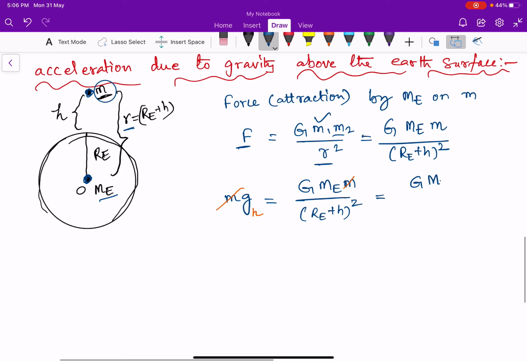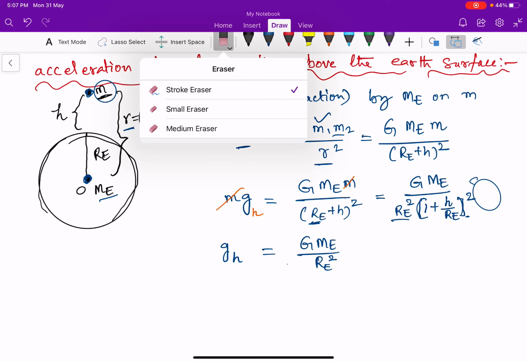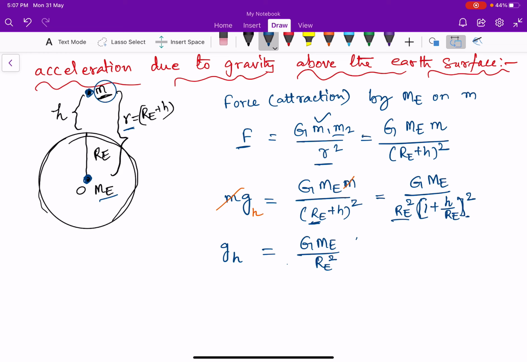The leftover thing is GM_E divided by, taking R_e as common, R_e square into 1 plus the remaining thing, h by R_e, whole square. This is the leftover thing. So acceleration due to gravity above the surface of Earth, at height h, is equal to GM_E by R_e square into, when this denominator is brought to the numerator, 1 plus h by R_e to the power of minus 2.